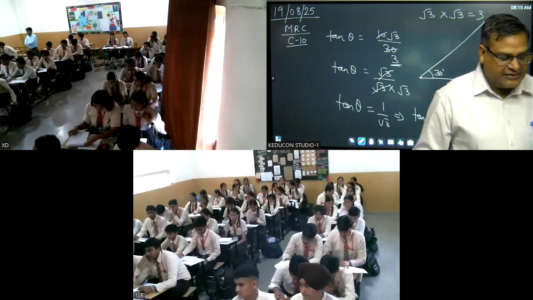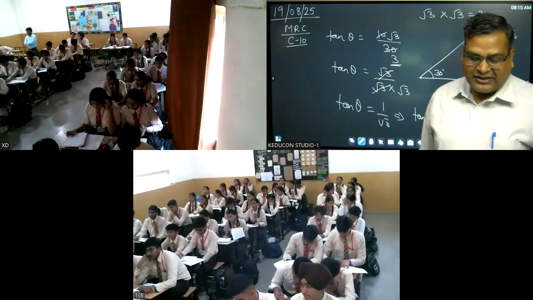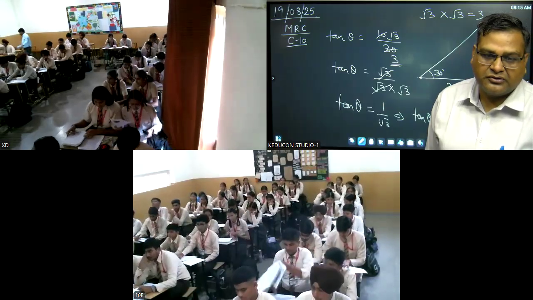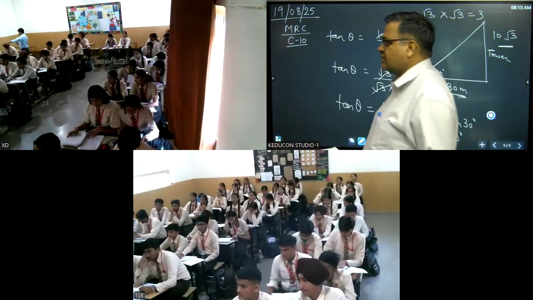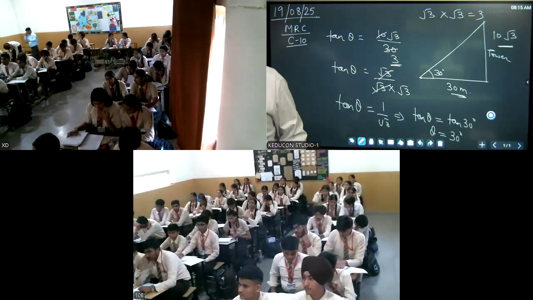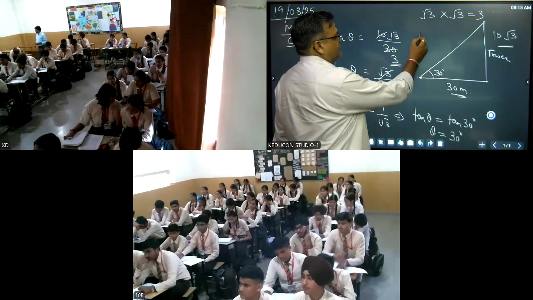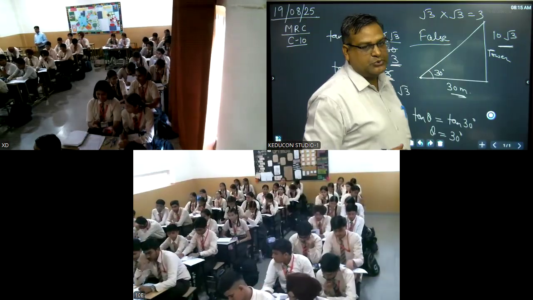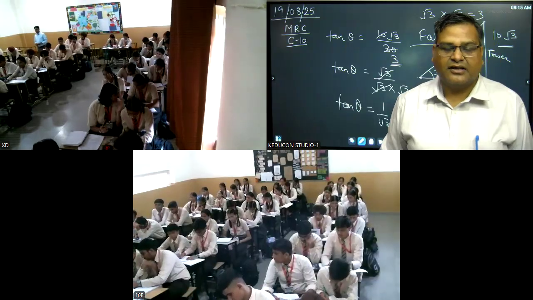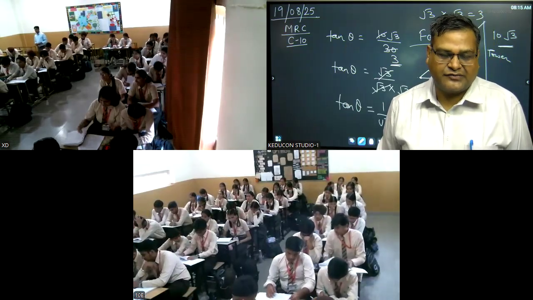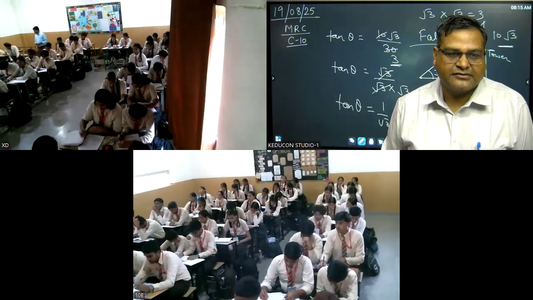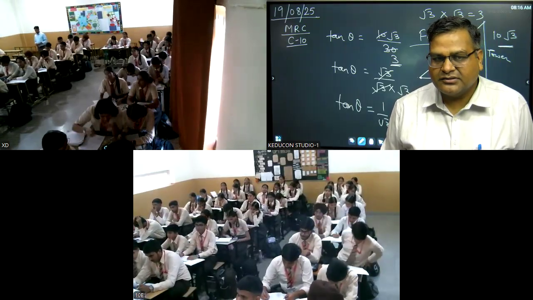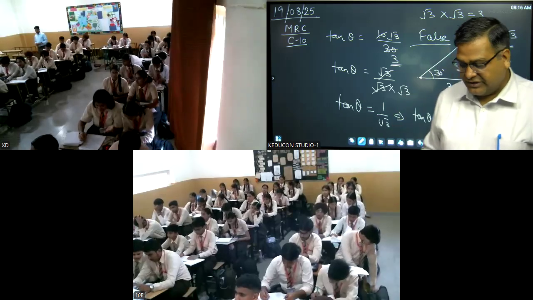Now come to the reason. The angle of depression and angle of elevation are equal. Is this true or false? This is false. So your answer will be assertion true, reason false. Which choice? Option C, right?